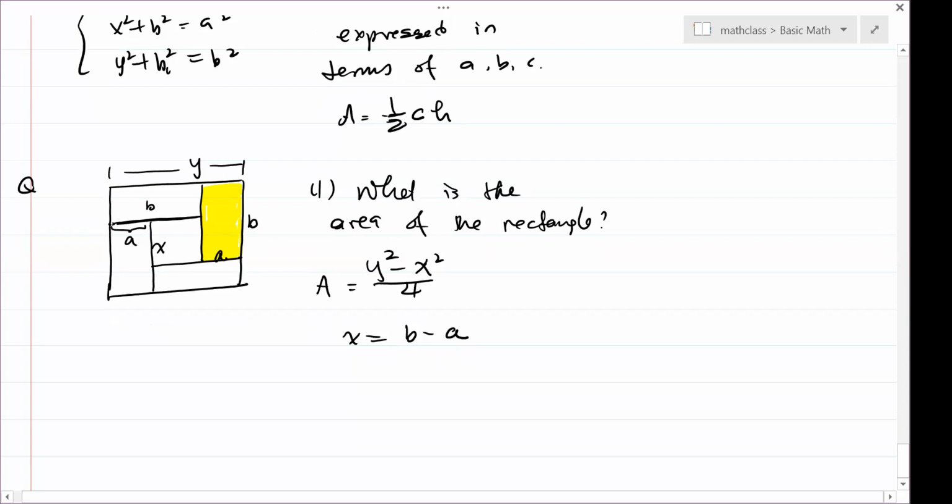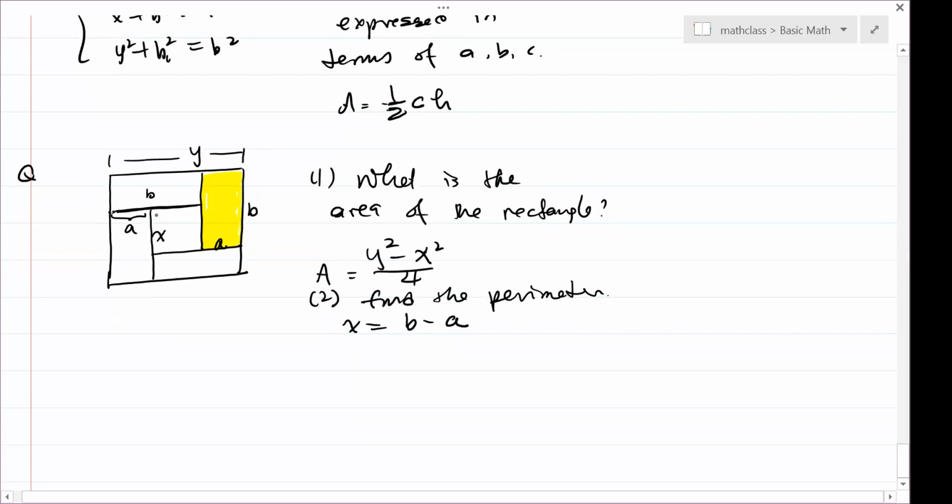Okay. Now what is the Y? Yeah, the second question. Okay. Find the parameter. Okay. Now what is X, right? X is the difference of these 2 edges. Okay. Right? And what is Y? Y is going to be the sum of those 2 edges. Because from here to here is A. So total length is A.